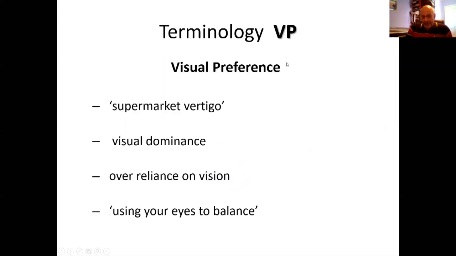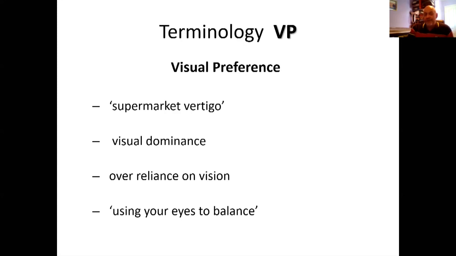Now, terminology. Some of you may have been labelled or told you've got visual preference. Of all the things, this is, in a way, one of the hardest things to understand, except when patients have got it and I can get them to understand, it explains lots of their symptoms. Visual preference is labelled other things. It's often called supermarket vertigo, or visual dominance, or we might say you're over-reliant on your vision, and Professor A often says you're using your eyes to balance. All of those are the same thing. It's visual preference. And as the definition says there, visual means eyes and preference.